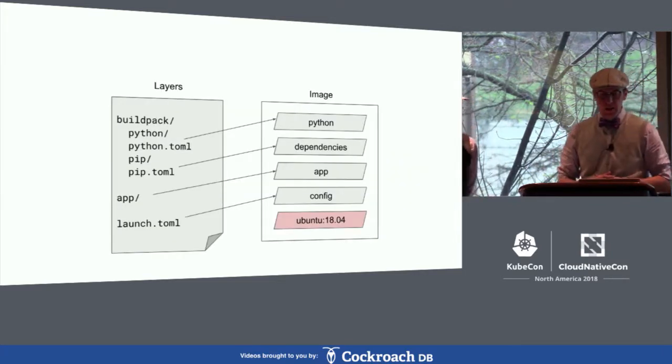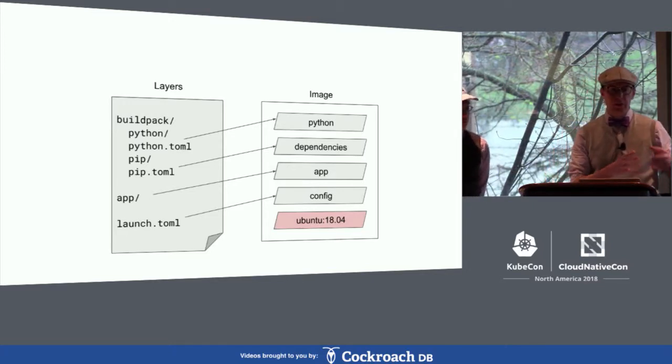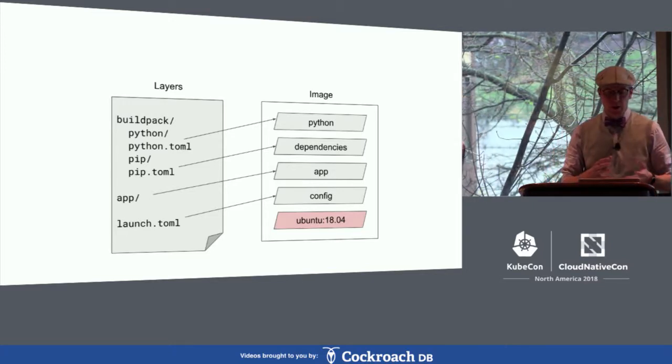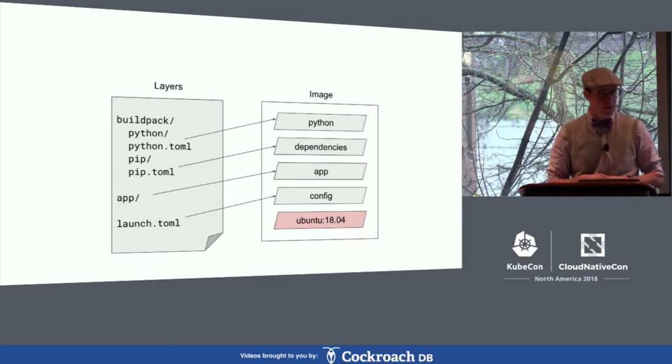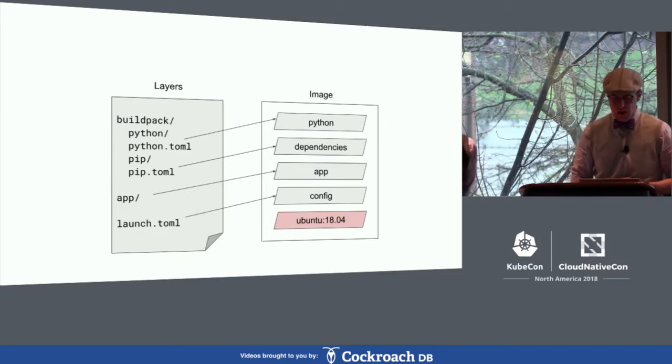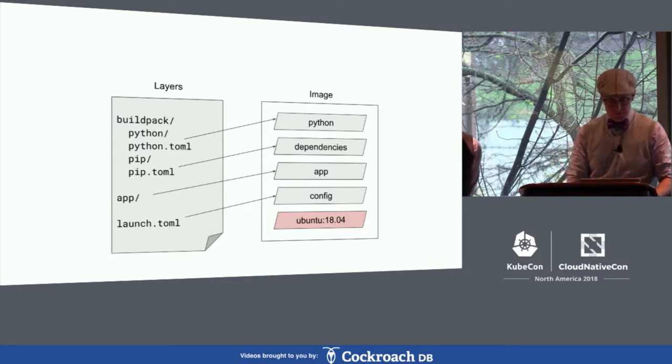So our goal here is to create a set of directories like this. We're going to have our buildpack directory, which is our layers directory, where we're going to create a layer directory for Python and a layer directory for our dependencies. Our application will have a directory, and then we're going to have some metadata called launch.toml. All of these will be assembled by the execution environment into my image.